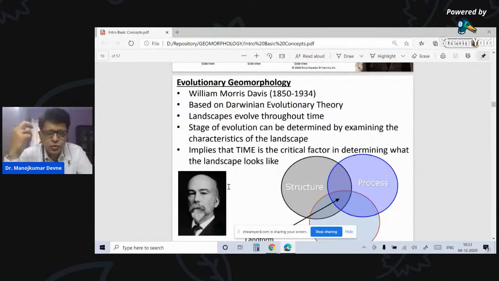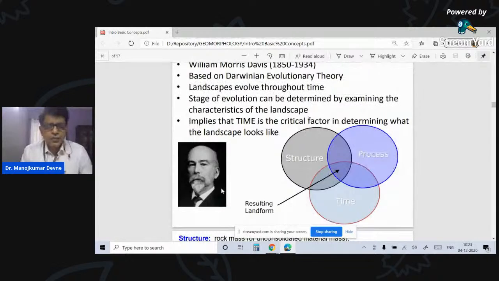He implied time as a critical factor in determining how lands develop. You'll see that if time has been very less with that landscape, it will look raw. If time has been working on that landscape, then it will look well-developed, adult. And if significant time has passed, then of course that would look very old. In fact, he said that landscape is a function of structure and process in time.